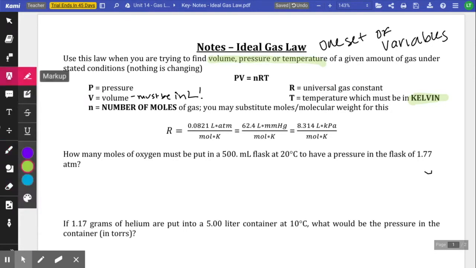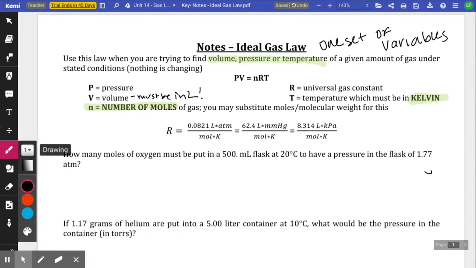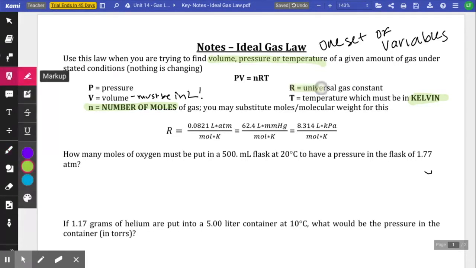Okay, guys, and then we have some new variables. The first one is n, and it stands for number of moles. Yay, moles are back. You guys probably already saw moles. You can substitute mass divided by molar mass for this, which is basically just doing the conversion in the problem instead of doing it after the problem. Then our other new variable that you guys probably haven't seen before is, of course, that R value. R is the universal gas constant. Okay, so it's a constant.